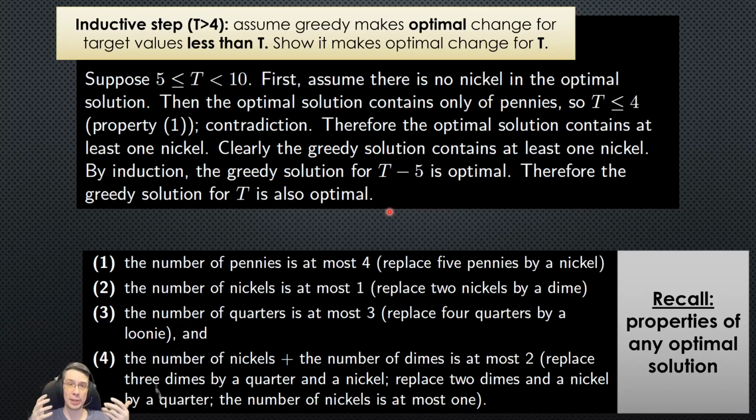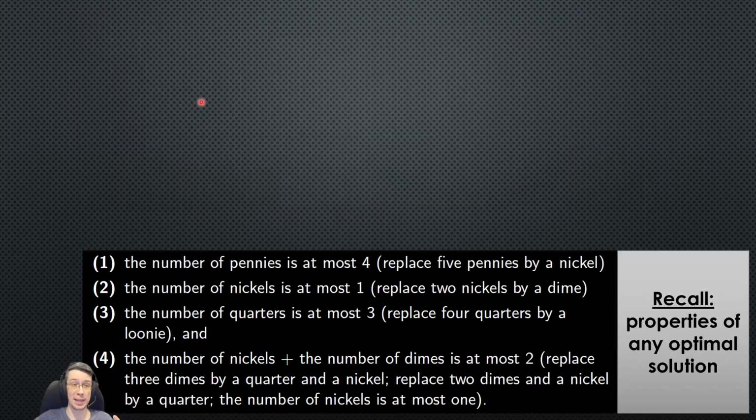So we have a property here that's called optimal substructure. The optimal solution to the problem with target sum t can be built out of the optimal solution to the subproblem t minus 5. So that was a very long-winded way of arguing that the greedy solution for t is also optimal. And now that we've argued that in painful detail, we'll be able to argue the rest of the cases without too much difficulty, I think.